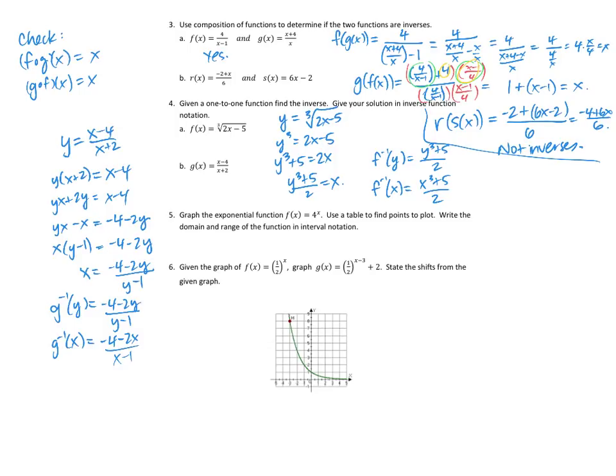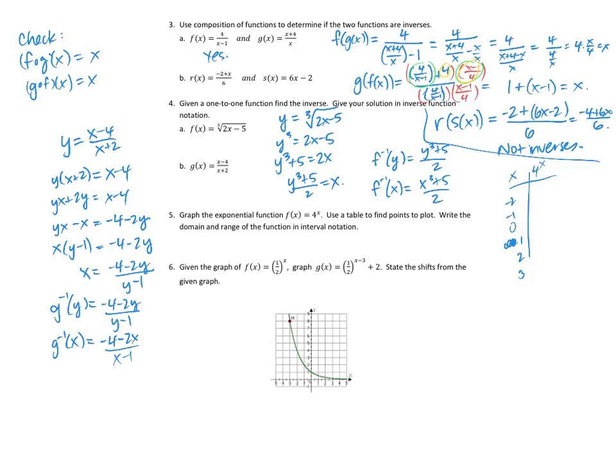So for the next one, I want to graph this exponential function, f of x equals 4 to the x, and use a table to find points to plot. So if I were to graph this, I can write x and then 4 to the x. And it's always good to have some negative and positive values. Let's do 1, 2, 3, and negative 1, negative 2, and so on.